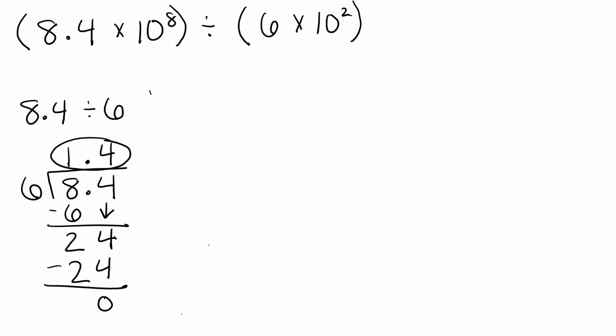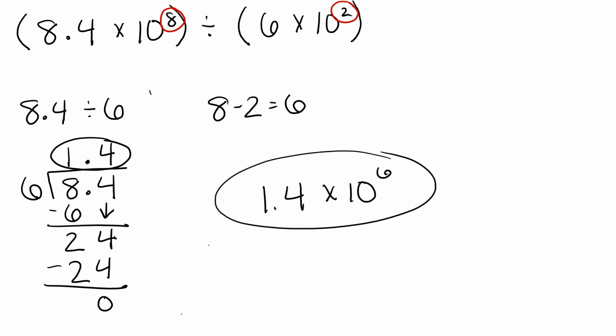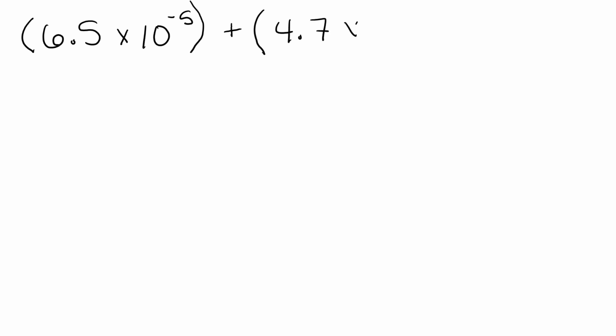Now, when it comes to our exponents, we're dividing, so we subtract our exponents. 8 minus 2 is 6. And we take those two answers and we write them as our final answer. 1.4 always times 10 to the 6th power. For number 9, we have the problem 6.5 times 10 to the negative 5th. And we're going to add it to 4.7 times 10 to the negative 3rd.